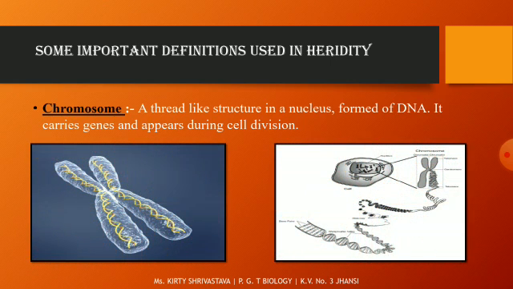The first term we shall discuss is chromosome, which are thread-like structures present inside a nucleus and are formed of DNA. They carry genes. Usually, they are present in the form of a network called chromatin, which condenses at the time of cell division to form thread-like structures called chromosomes. The first diagram here depicts the structure of a chromosome, which consists of a DNA helix. The second figure shows that these chromosomes, which are made up of DNA, are actually present inside the nucleus of the cell.